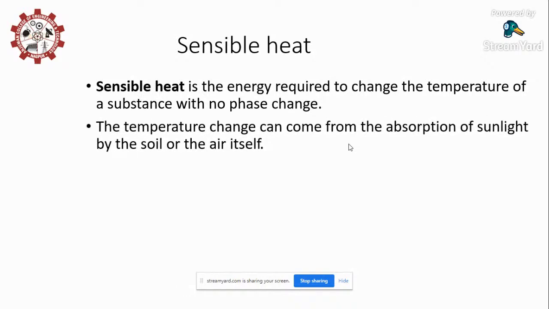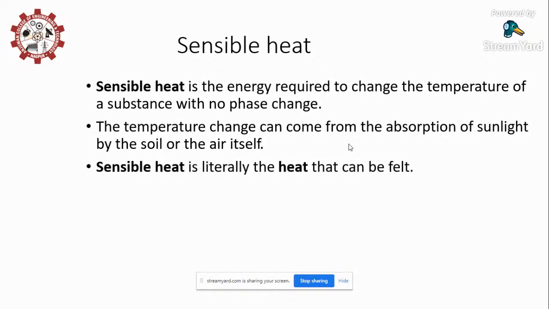The temperature change can come from the absorption of sunlight by the soil or by air itself. अभी हम देखेंगे when we move from shade to sunlight or to an area which has been exposed to sun, you'll see the warmth. You can easily sense the heat. Yes, so that is nothing but sensible heat. Sensible heat is literally the heat that can be felt. जो आप जिसको महसूस कर सकते हैं, that is sensible heat.